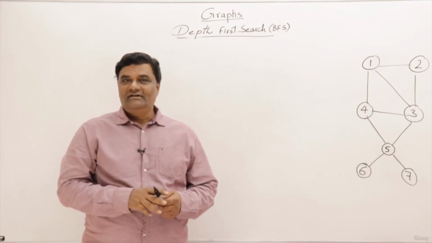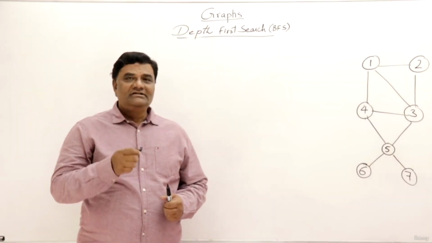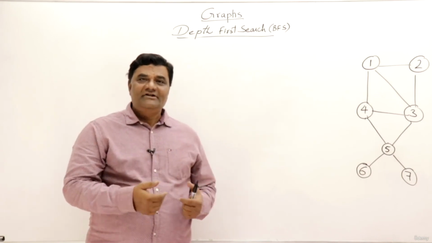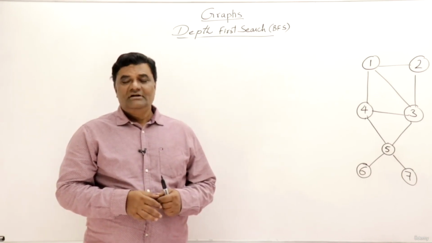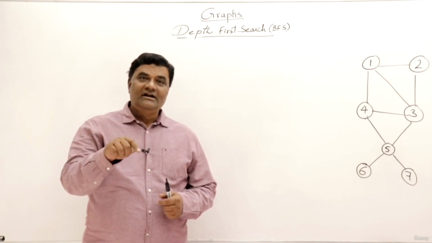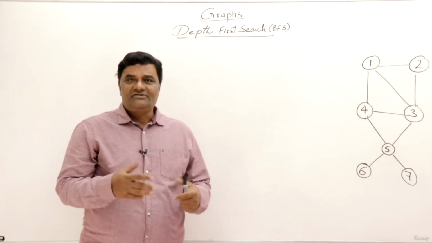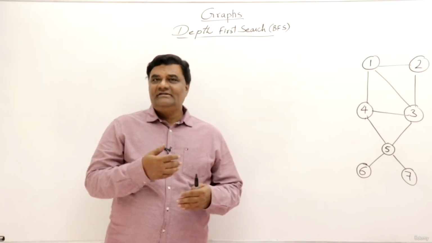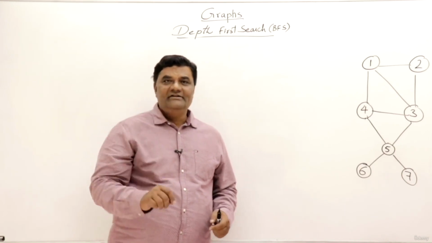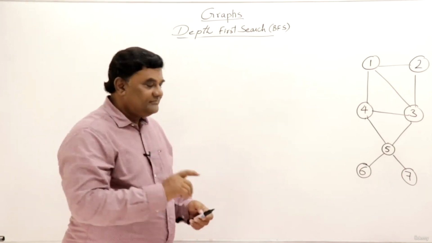Now in this video we'll look at depth first search. This is one of the graph traversal methods. This is similar to pre-order traversal of binary trees or trees. Let us understand how it works. For understanding, we should know two terms.